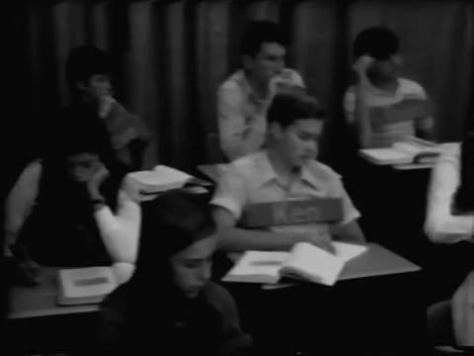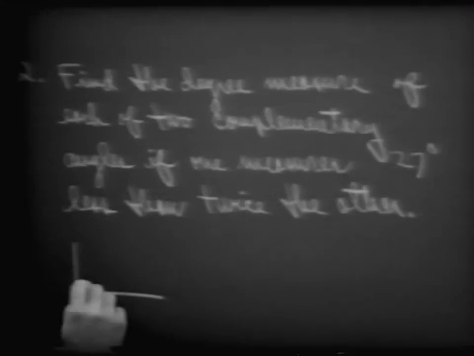It says, find the degree measure of each of two complementary angles if one measures 27 degrees less than twice the other. Now, the first question is, what is meant by complementary angles? And Todd says, well, that's two angles, and if the sum of their degree measures adds up to 90 degrees, then those angles are called complementary.